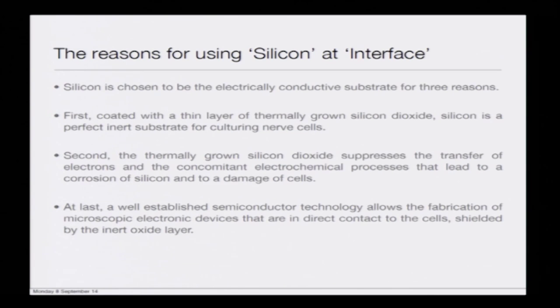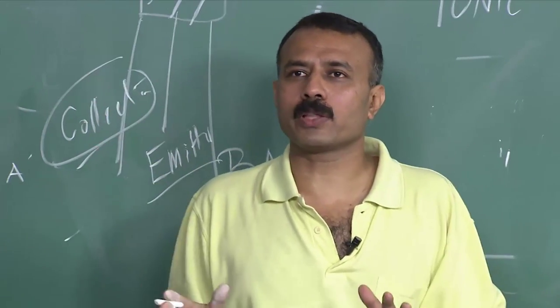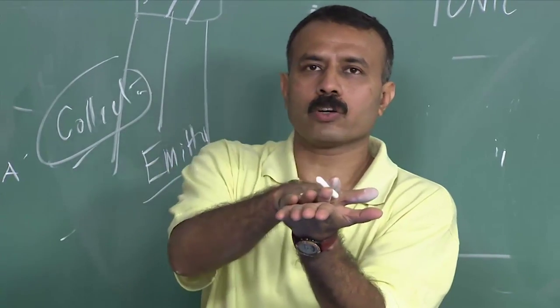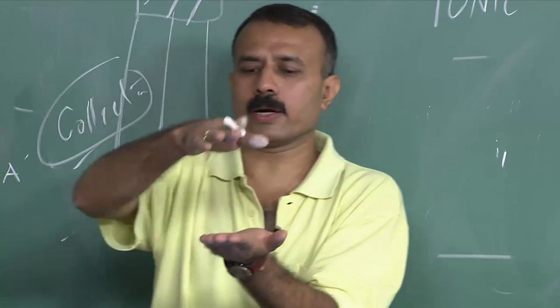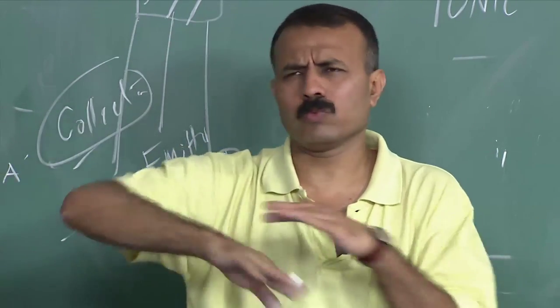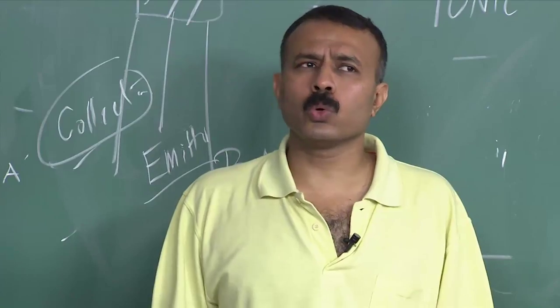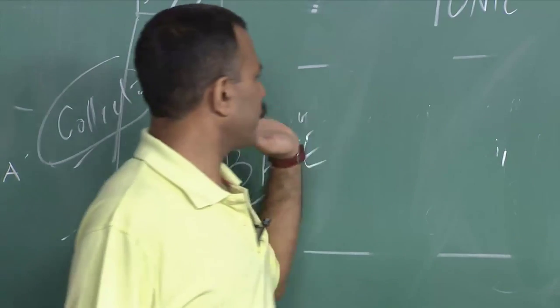So, you need to choose a substrate which could suppress the transfer of electrons and the concomitant electrochemical processes that lead to a corrosion of silicon and damage to the cells. So, you have to realize this is a very tricky thing. For any kind of device you make, you have to ensure that the device is not corroding because of the continuous presence of electrolyte on top of it. Here is an electronic device, a semiconductor, with fluid continuously moving through, and there are cells secreting all kinds of proteins. So, you have to ensure that there is no corrosion, no leaching, nothing toxic, because underneath you have silicon, or any kind of semiconductor material I was showing you.